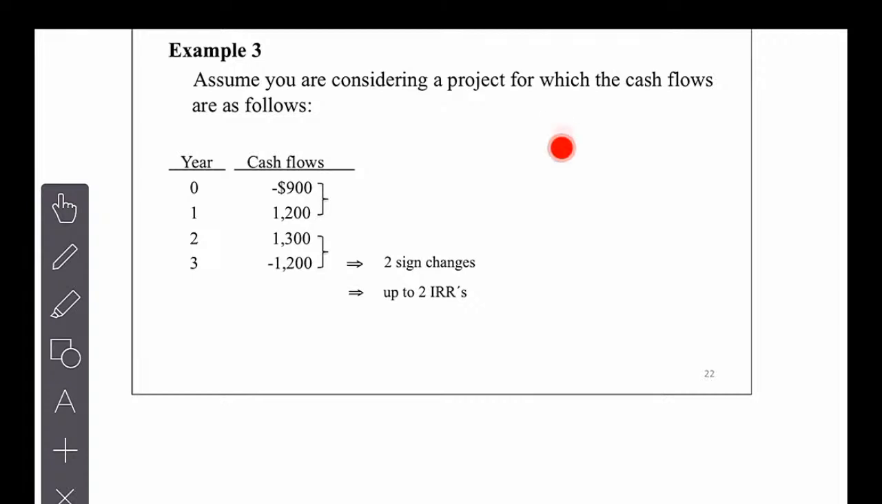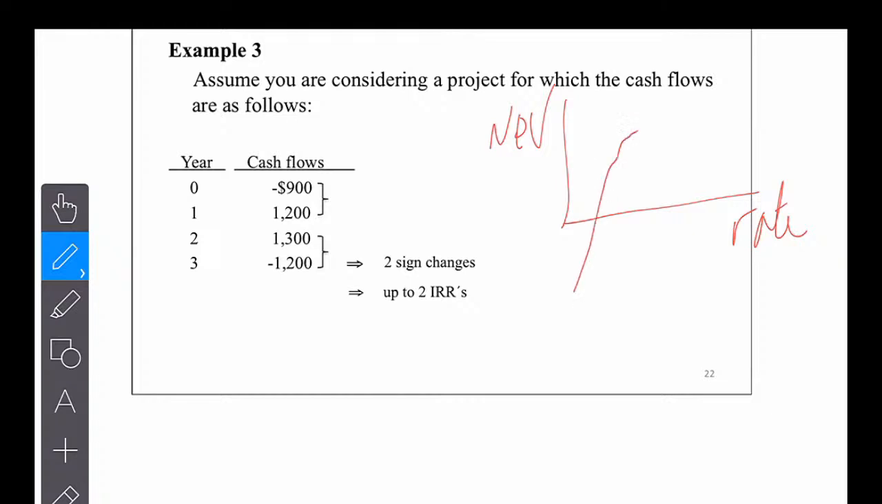So if you had, like, if this was your NPV profile, and your discount rate is here, it will cross, let's say it crossed once, and then turn, but didn't cross again. That's possible. So that's why I say up to 2 sign changes, okay? It might not cross twice, but it could.